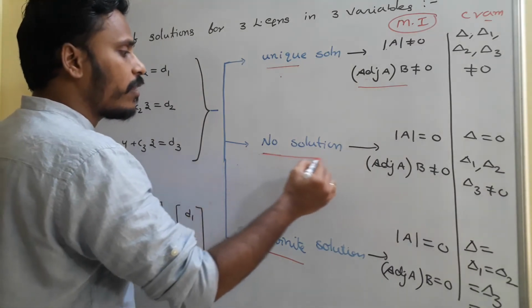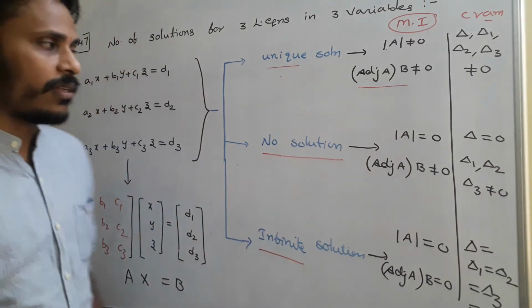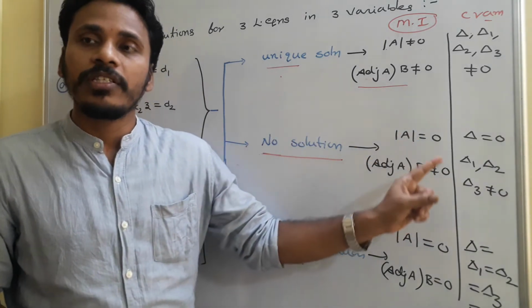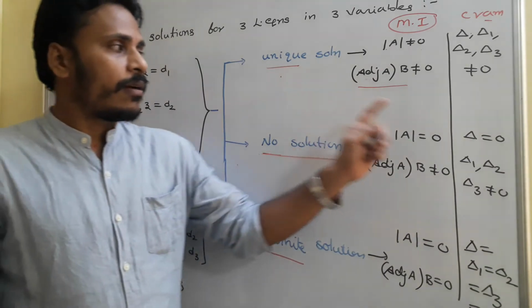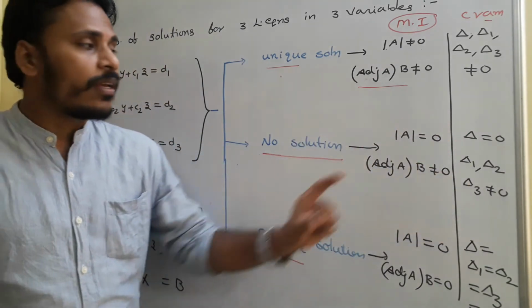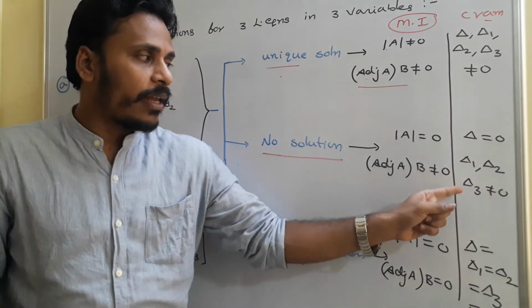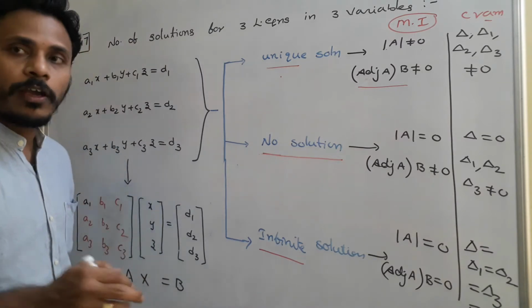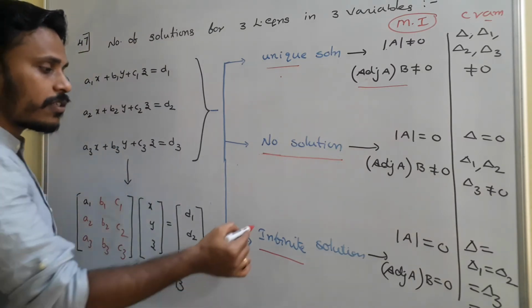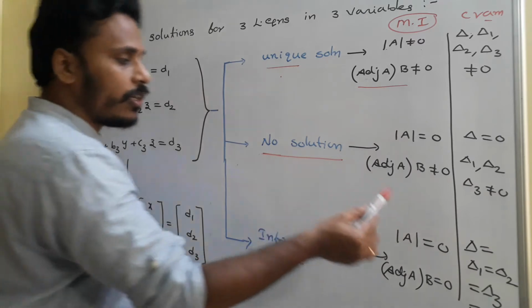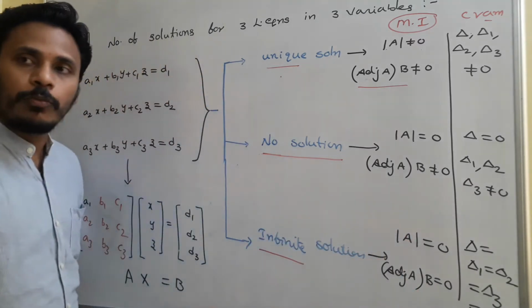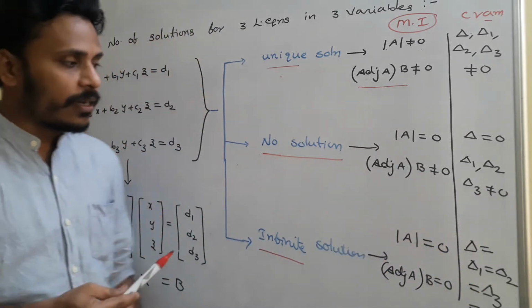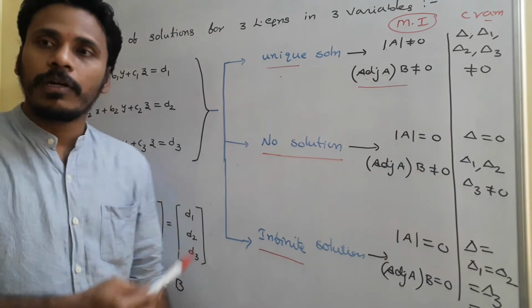Coming to the case where the system has no solution, here determinant of A is equal to 0 and adjoint A into B is not equal to 0. And if you observe from Cramer's method side, here delta is 0 and the remaining three determinants, delta 1, delta 2, delta 3, are non-zero. Coming to the last one, if the system has infinite solutions, both determinant of A as well as adjoint A into B are zero, and from Cramer's side, delta, delta 1, delta 2, delta 3, all four determinants will become 0.